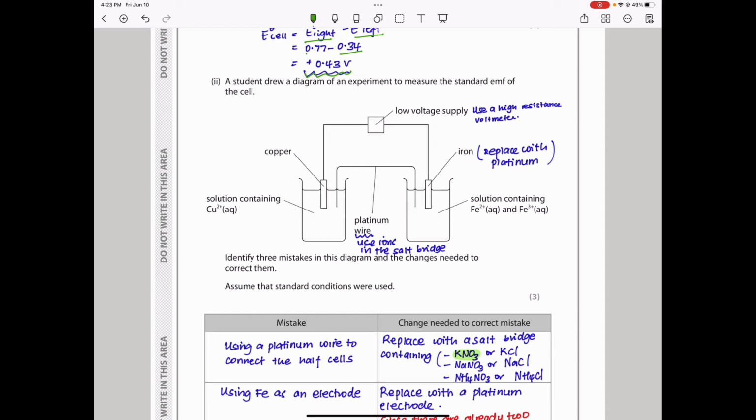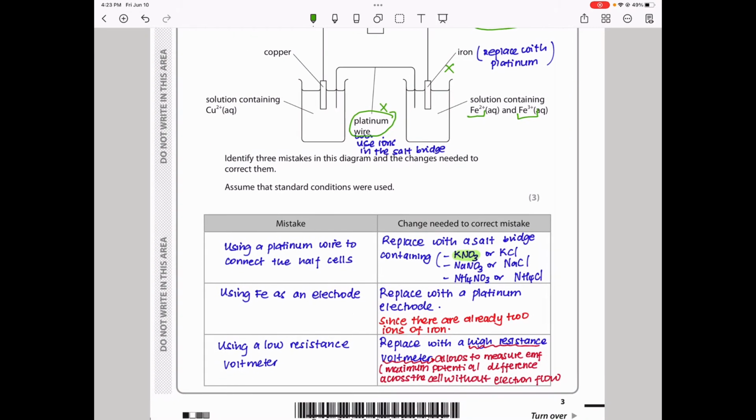Assume the standard conditions were used. Let us see, how can they use the platinum wire in the salt bridge? No, that is out. That is one mistake. The other one here, let me see, there is a mixture of iron(II) and iron(III). You cannot use an iron electrode. That is wrong. And then here they use a low voltage supply. They have to use a high resistance voltmeter. So these are the 3 mistakes. Down here, I wrote in the table, using a platinum wire to connect the half cells.